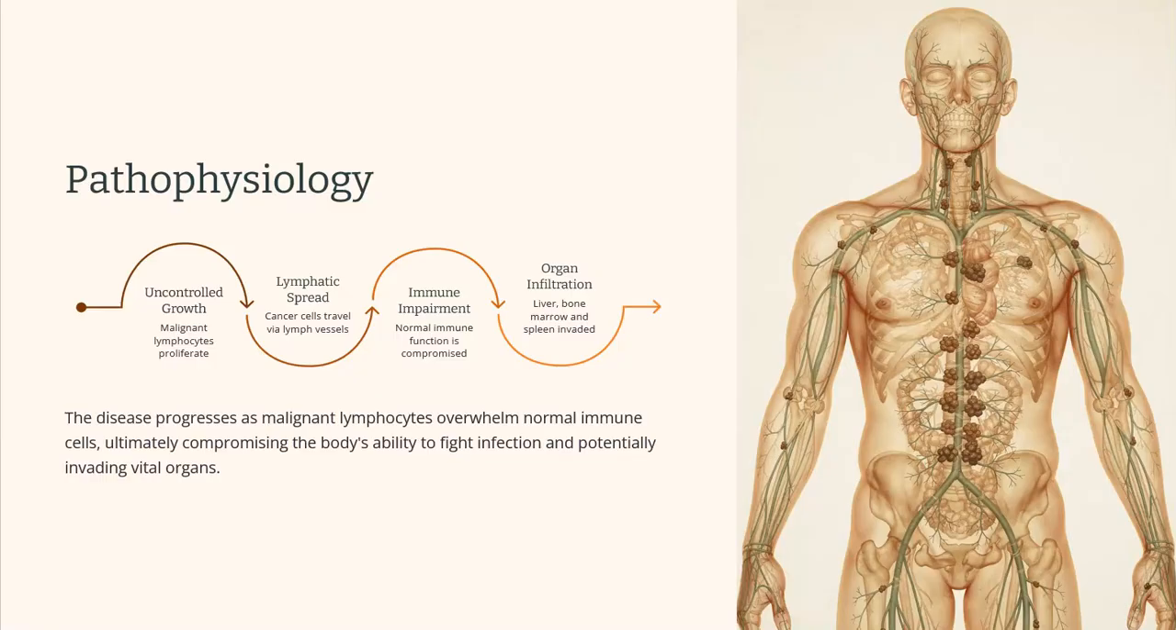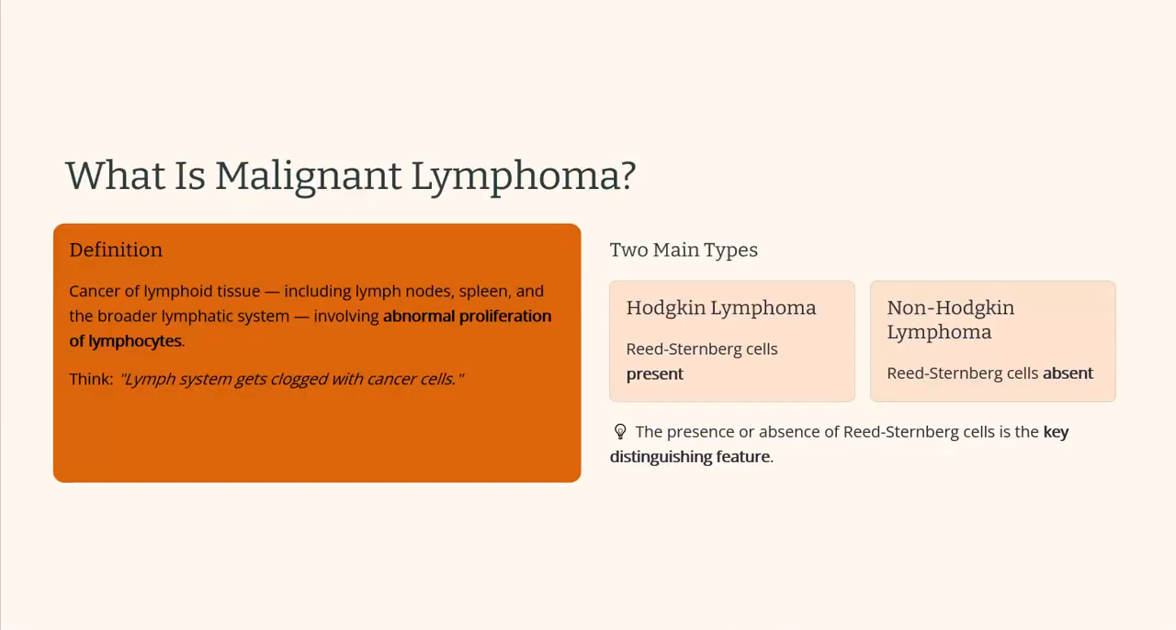While lymphocytes continue to exist and multiply in lymphoma, they don't function properly. Instead of defending the body as part of the immune system, they're mutated and grow out of control, accumulating in lymph nodes, blood, and bone marrow. These diseased cells crowd out healthy tissue, and they can't fight infection. So malignant lymphoma is a cancer of lymphoid tissue, which includes lymph nodes, spleen, and the broader lymphatic system.